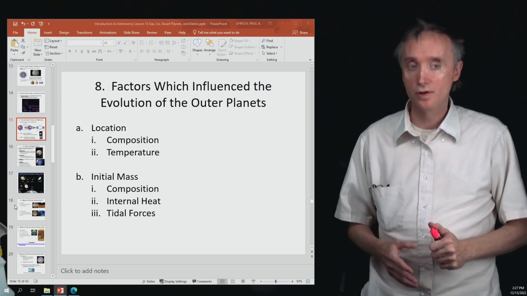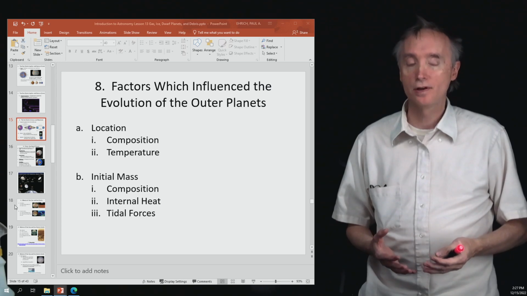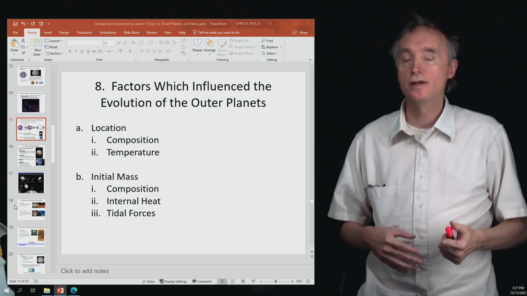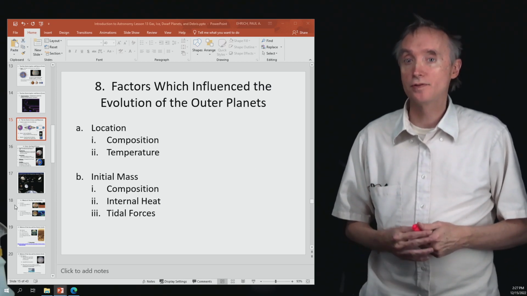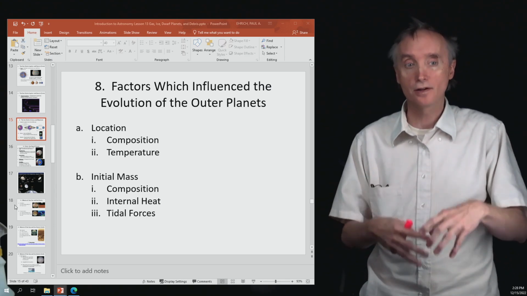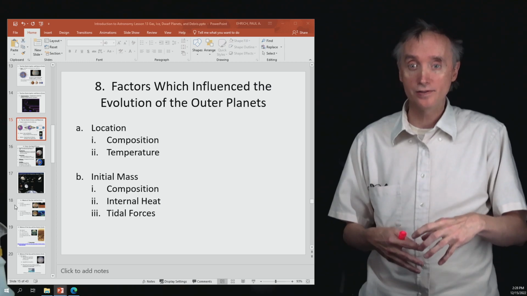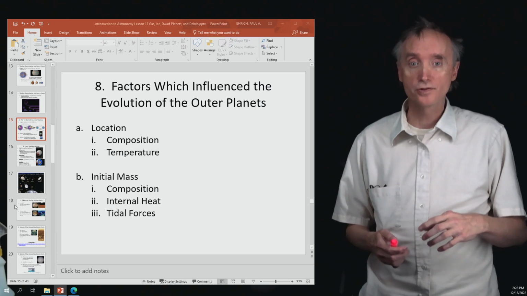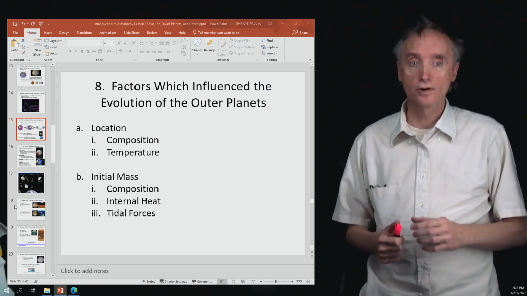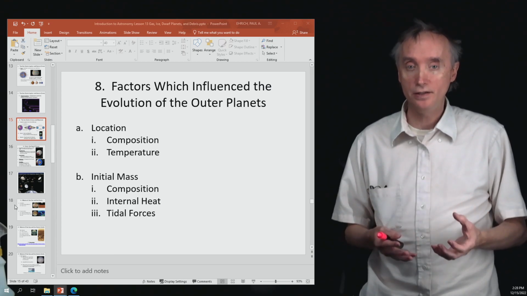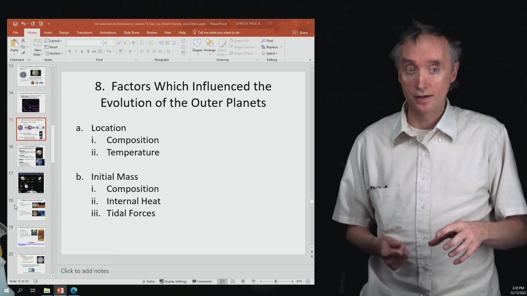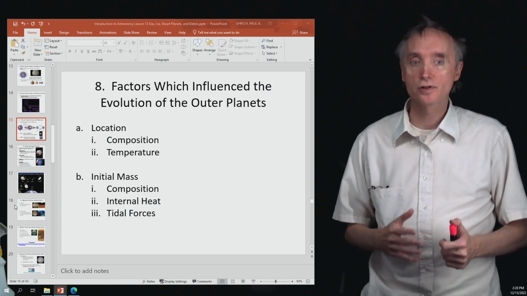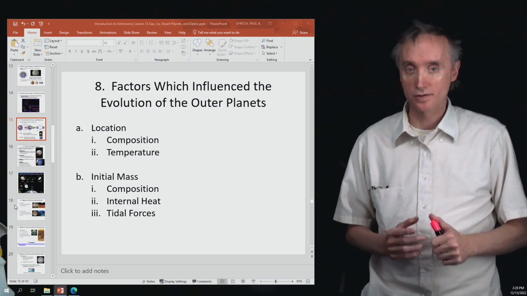Okay, then the other thing is, what was the initial mass of the objects that were out there? We know that the mass can affect the composition, because the bigger an object is, the more ice it can grab onto, and then the more ice it gets, the more hydrogen and helium it can grab onto. It also affects the heat, so the larger an object is, the more internal heat it can hold on to. The smaller it gets, the faster it loses its heat.